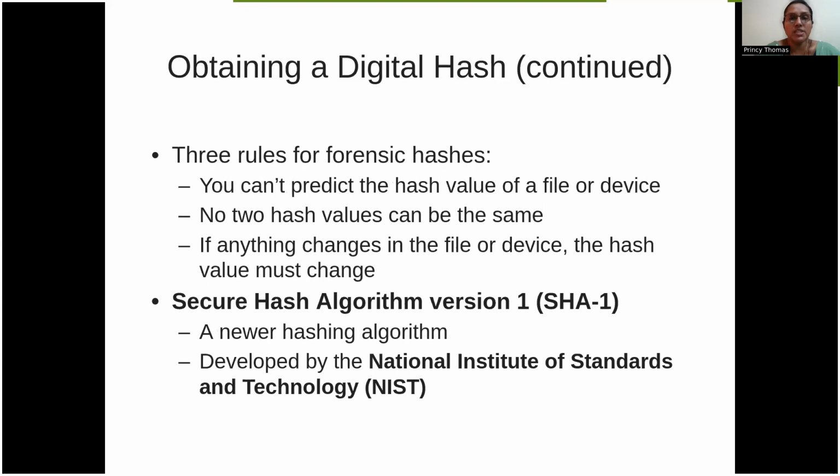There are 3 rules for forensic hashes. Somebody should not be able to predict the hash. Okay. And no 2 hash values should be the same. So 2 different devices or files should not have the same hash. If anything changes in the file, the hash value must also change.